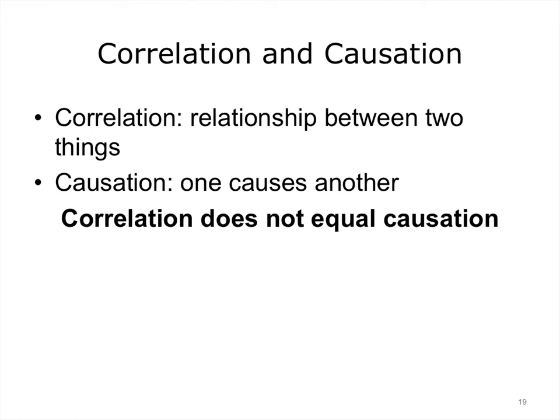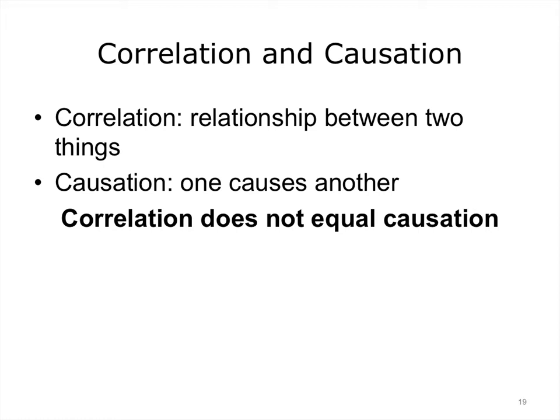Two important concepts in statistics and analytics are correlation and causation. Correlation is the relationship between two things. In statistical analysis, it is a measurement of the relationship between two variables. Causation is that one thing causes another thing. For example, we know that the measles virus causes measles disease, and smoking causes certain types of lung cancers.